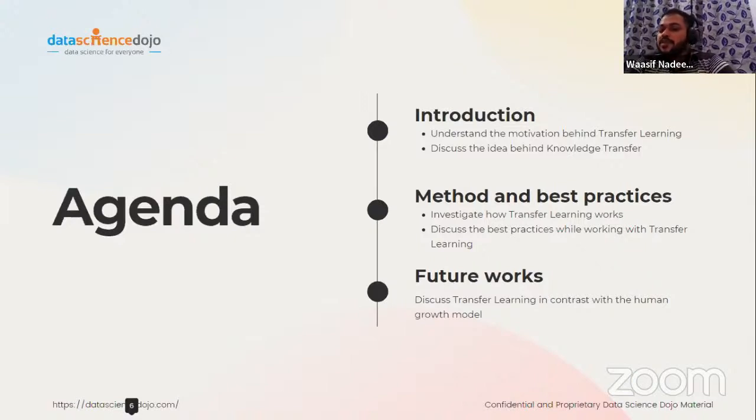Lastly, we would be discussing transfer learning in contrast with the human growth model and human perception, because again, deep learning is a field that is based upon replicating human perception. So that's why we would compare transfer learning to humans.